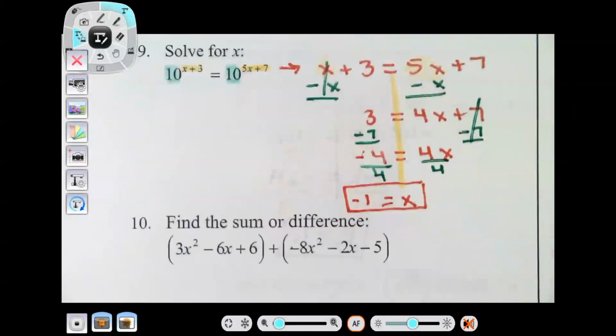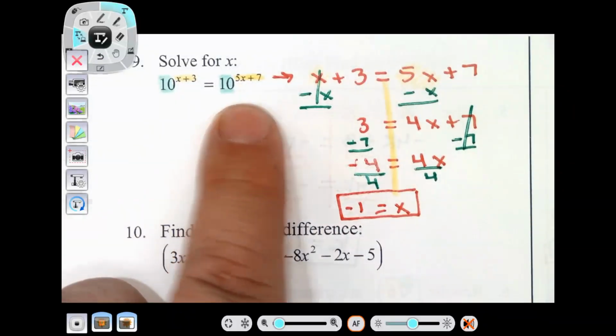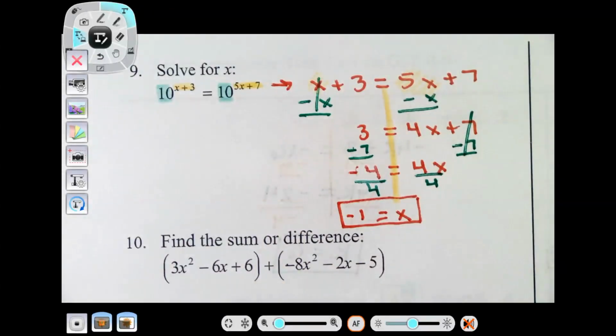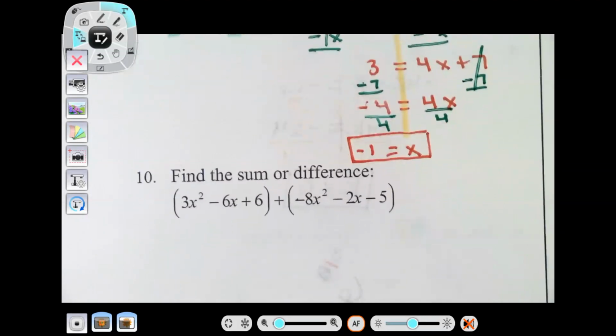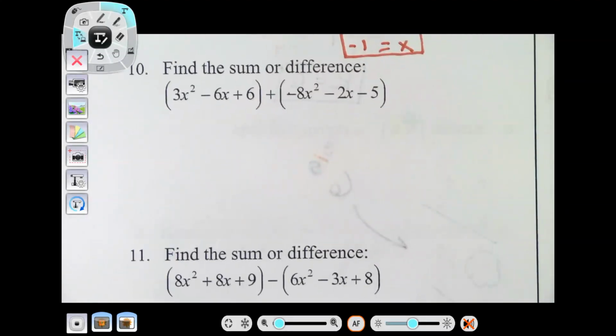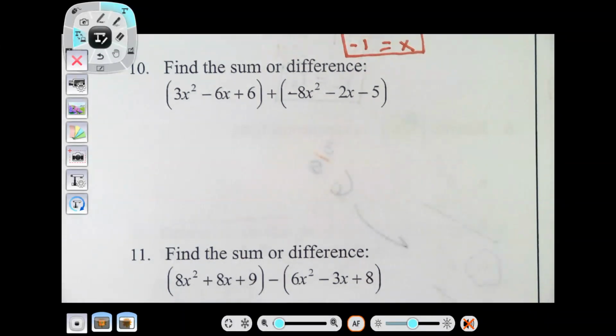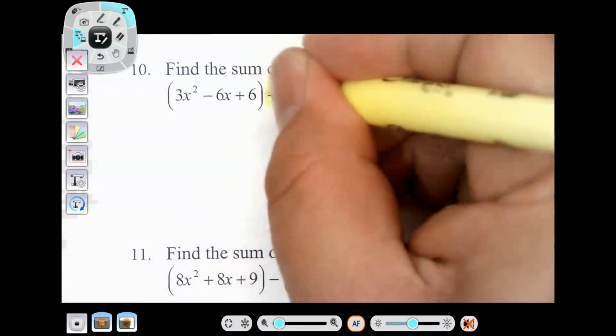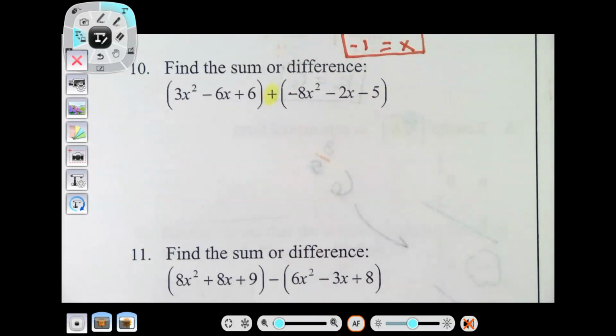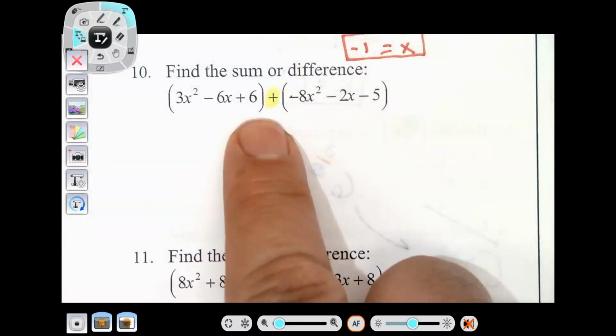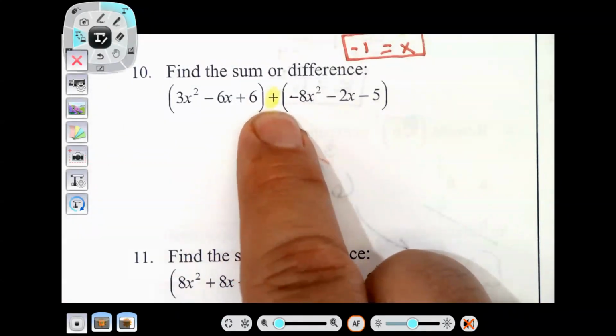So again, the rule is if they have a matching base, then your powers must be equal. All right. Now, we saw one of these the other day as well. Look at number 10. You've got to look right in the middle. This thing has a plus sign in it. Because it has a plus sign, that means one thing. I need to just combine like terms.